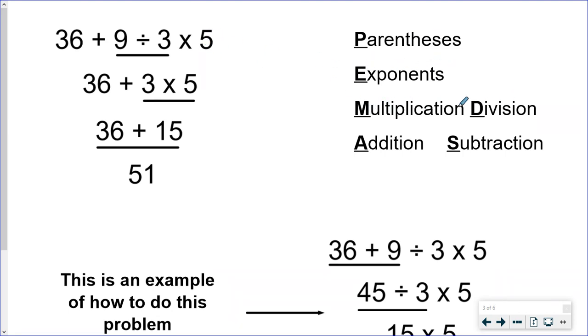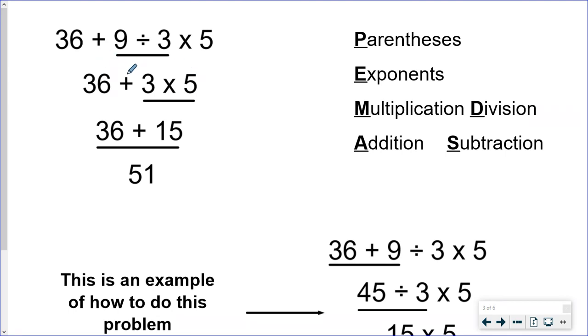Then I have to do multiplication and division. Well, I noticed that I have both multiplication and division. So whenever you have both, you have to do whichever one comes first. And so what I did here is I drew a line under what should be done first, which is the 9 divided by 3. And so I'm just going to do this part here, 9 divided by 3, and I'm going to put that answer. 9 divided by 3 is 3, so I put that 3 right below it. And all the other work that I haven't done yet, I'm just going to bring it down. I bring the multiply by 5 because I haven't done anything with that yet. I'm going to take the plus 36. I'm going to bring that down. And so now I'm left with this problem right here.